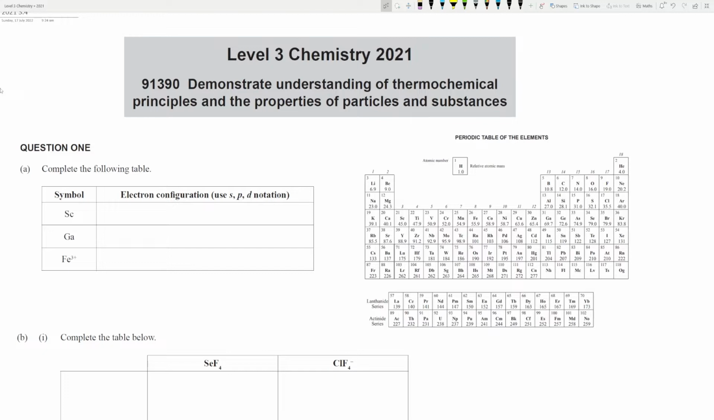So let's get started. So first one, complete the following table. So I put the periodic table on the right hand side. So with the electron configuration, you're just making sure you know how many electrons that we're dealing with. So for scandium here is 21 electrons.